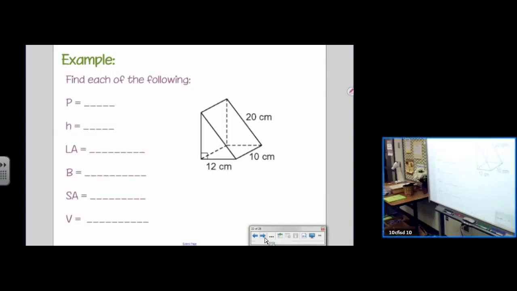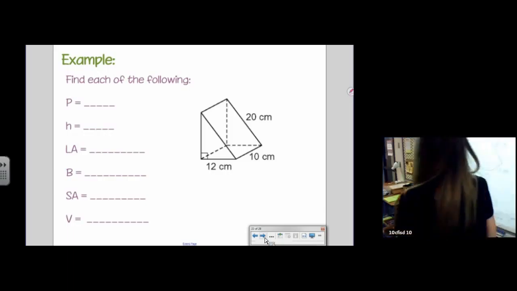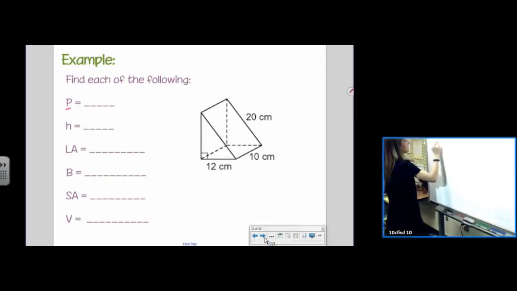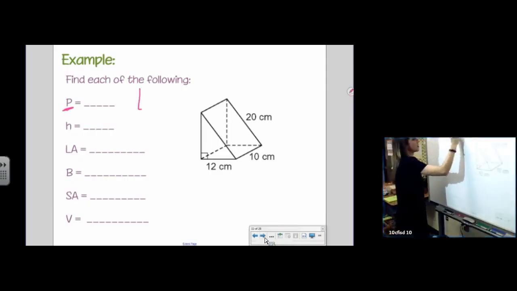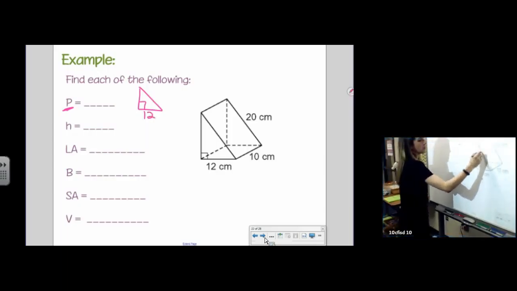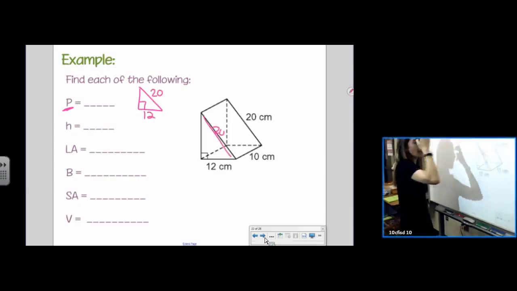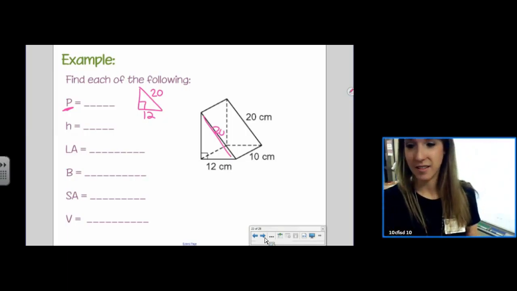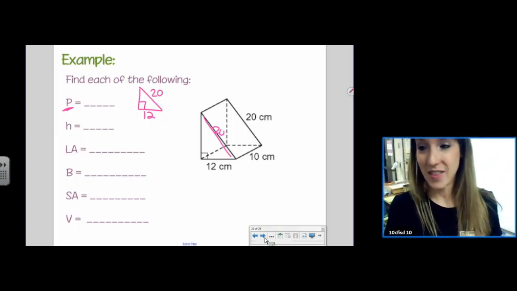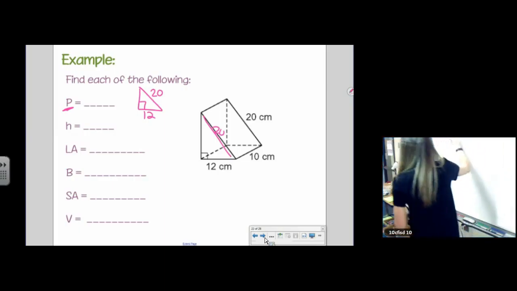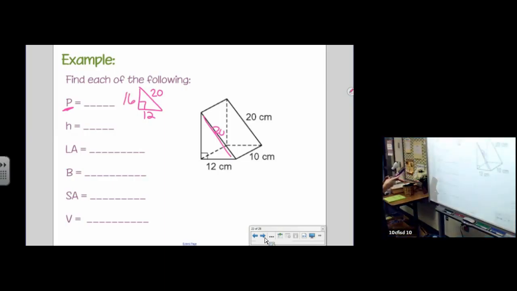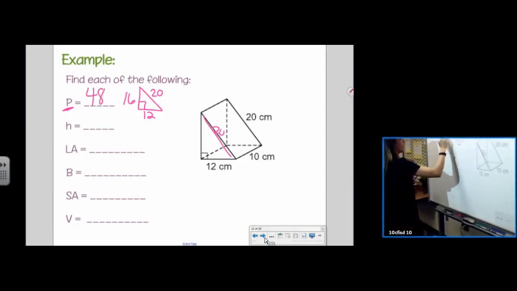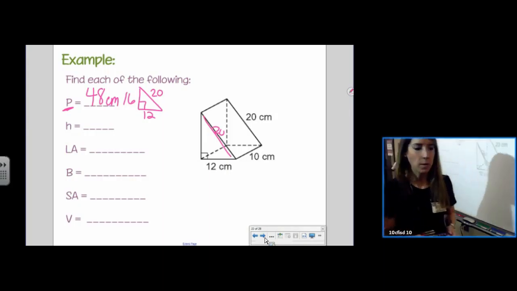What is the perimeter of that figure? Not the figure, I'm sorry. Capital P stands for perimeter of the base. So I want the perimeter of this triangle. So I'm adding 12 and 20. And what's that missing side? How do we find that? Pythagorean theorem. Good. So the perimeter, I'm adding 16 plus 12 plus 20. The perimeter is 48. All right, what about the height?